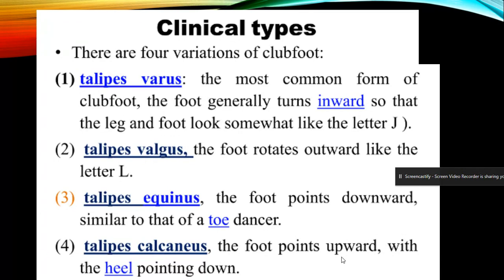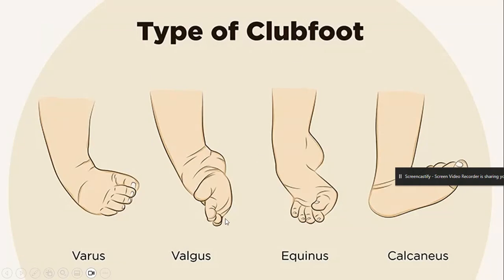Talipes calcaneus: the foot points upward with the heel pointed down. It's calcaneus, so it shows an abnormality of the calcaneus. So you're literally walking on your calcaneus. Must be very painful, yeah? All right, types of clubfoot.